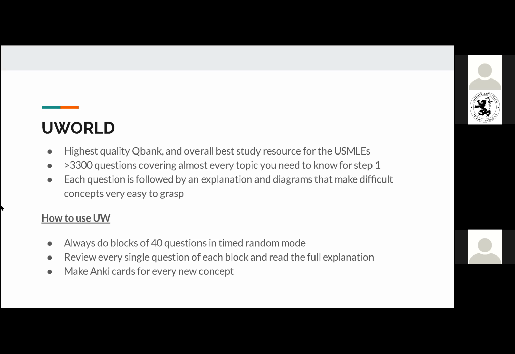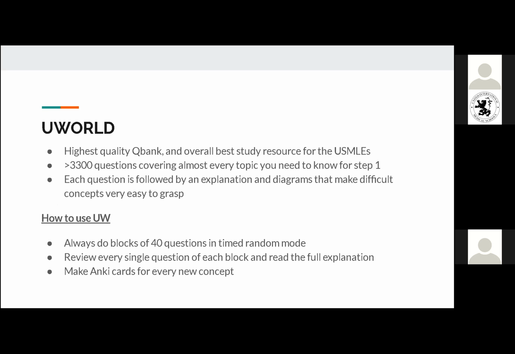So how to use UWorld, or how I used it: there are several ways to use it, but I only did timed random blocks of 40 questions. That means I did full blocks. They give you the option to choose how many questions you want to include per block and whether or not you want the timing.